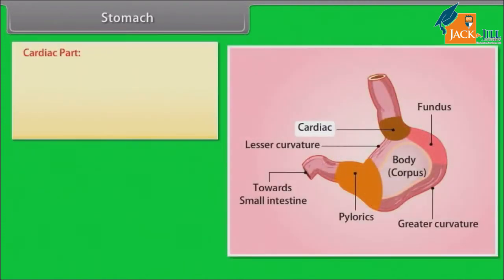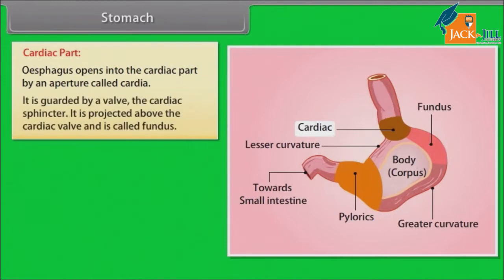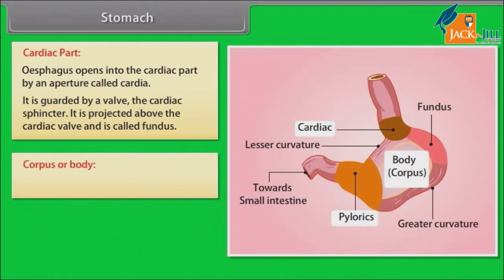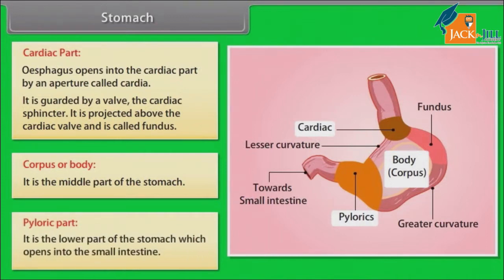Cardiac part: the esophagus opens into the cardiac part by an aperture called cardia. It is guarded by a valve, the cardiac sphincter. The part projected above the cardiac valve is called fundus. Corpus or body: it is the middle part of the stomach. Pyloric part: it is the lower part of the stomach which opens into the small intestine.